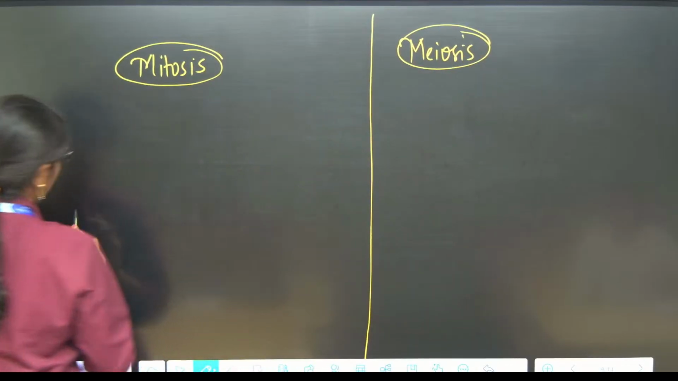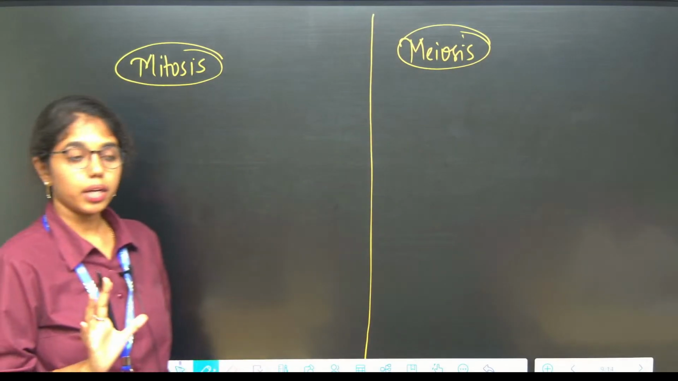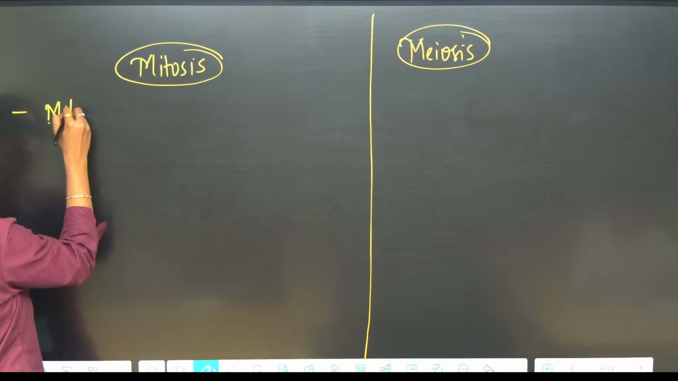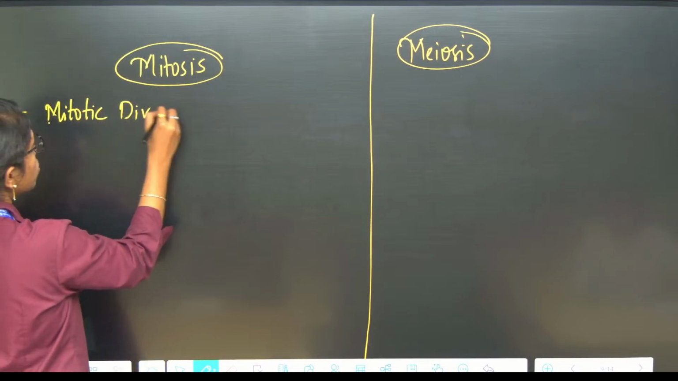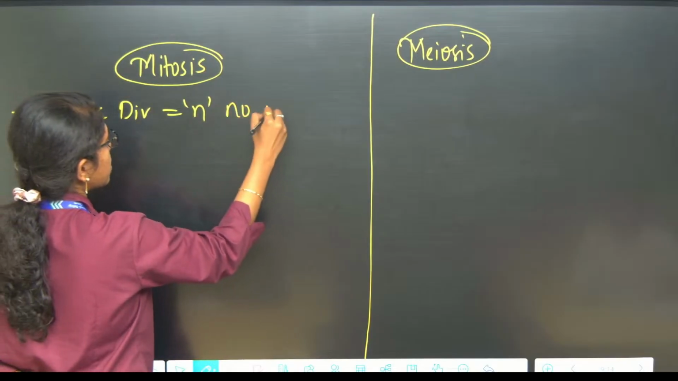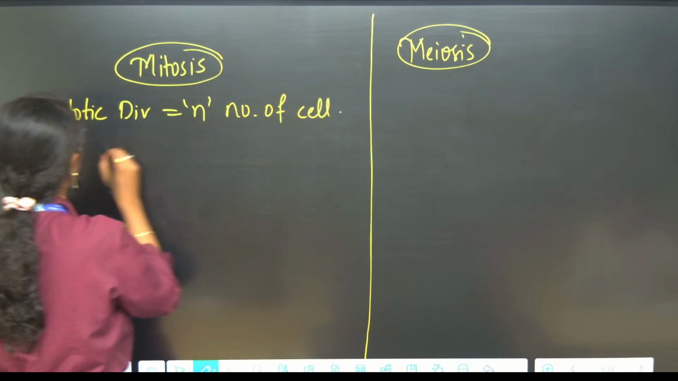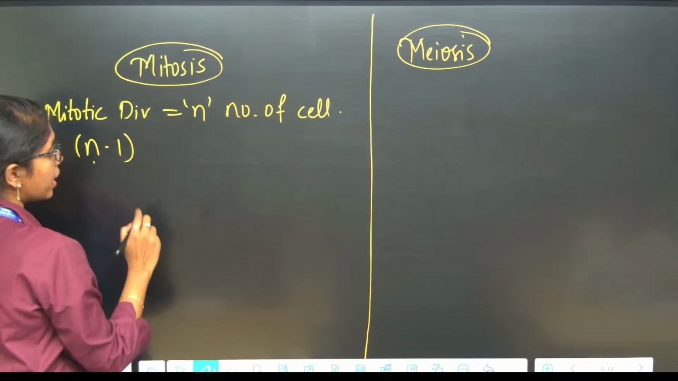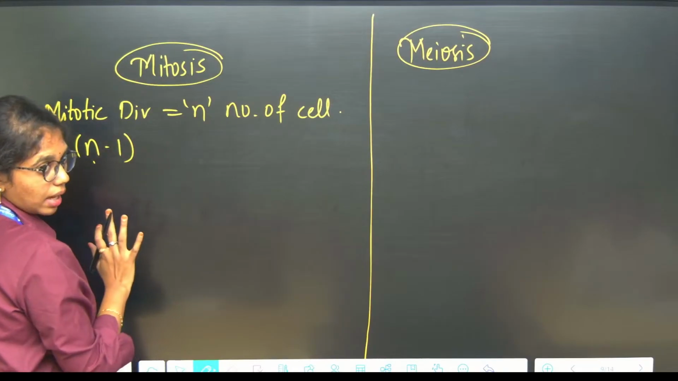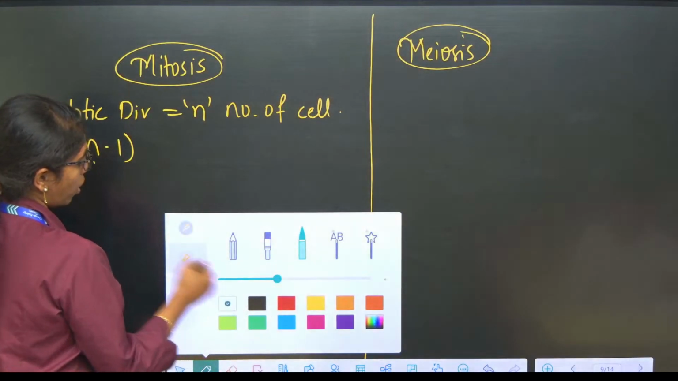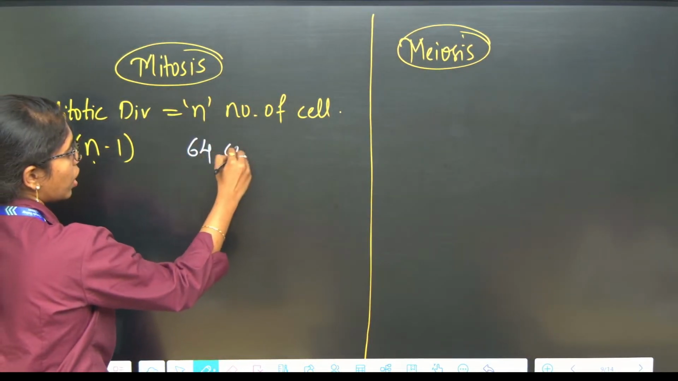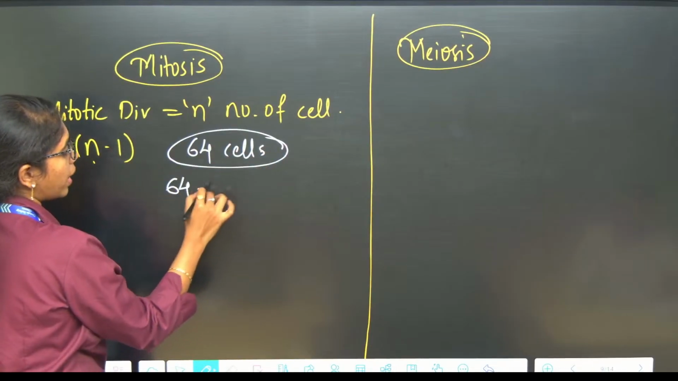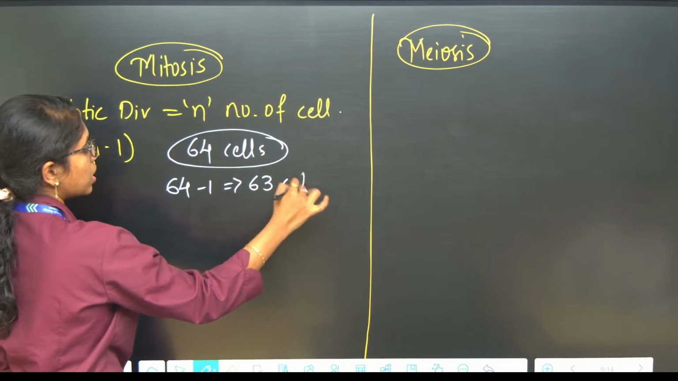Look at here now. How many number of mitotic divisions occur to form n number of cells, if that is the question? Now, n minus 1, where n is the number of cells. Let us take for example, 64 cells formed, 64 daughter cells are there. How many mitotic divisions occur to form 64 cells? 64 minus 1 will be the answer, that is 63.